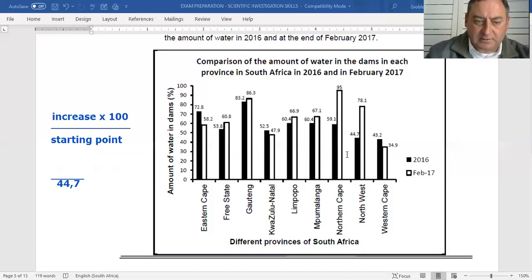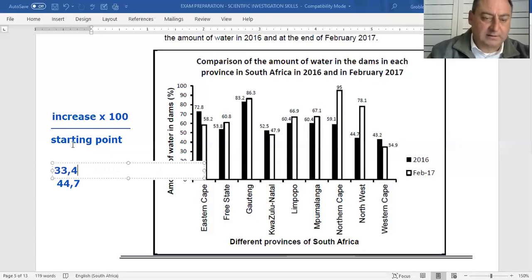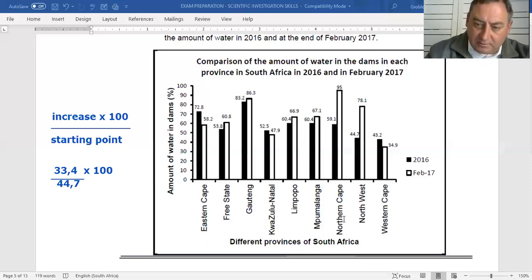If you take out your calculator, you will see if you subtract those two, because that's the increase in real numbers, it will be 33.4. But because it's a percentage, we must always multiply by 100. Now quickly do that in your calculator. The dams in Northwest, because that's the question, by what percentage did they increase from 2016 to 2017 there? The difference, multiply by 100, divide by the starting point always.